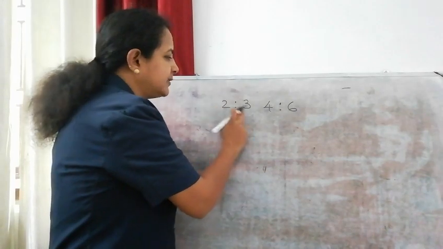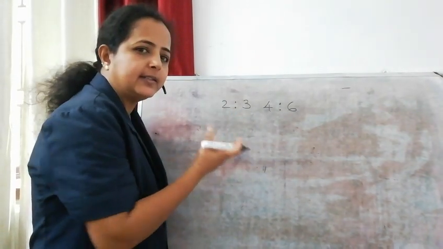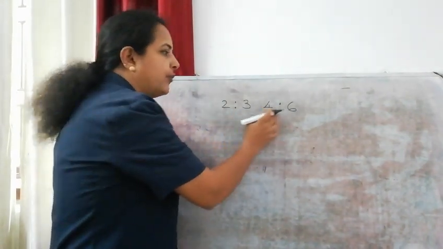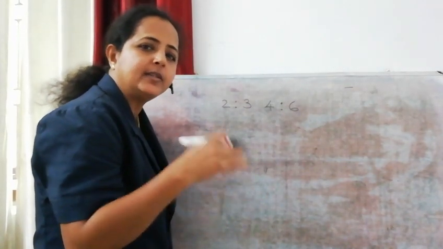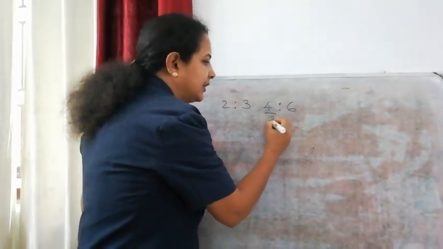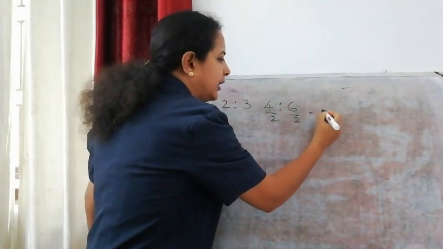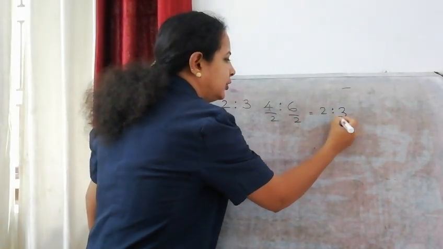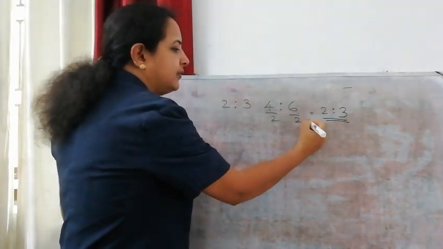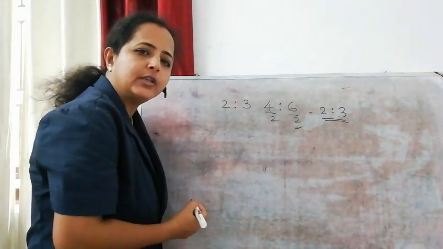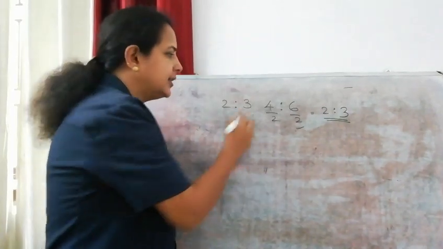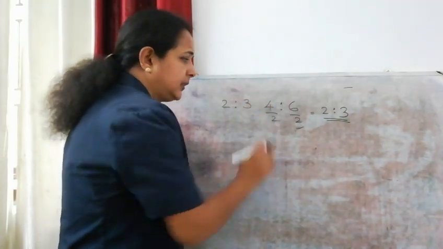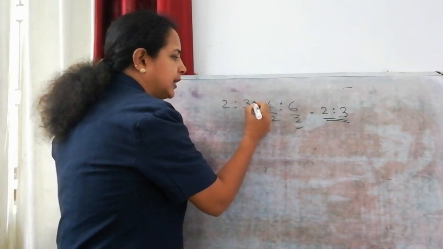Okay. This is 2:3. We cannot reduce it further. It is in the simplest form itself. 4:6 is not in simplest form, so we can convert it into the simplest form. Divide both sides by 2. You will get 2:3. The simplest form of 4:6 is 2:3, and this is 2:3. So we can say that these two are in proportion.